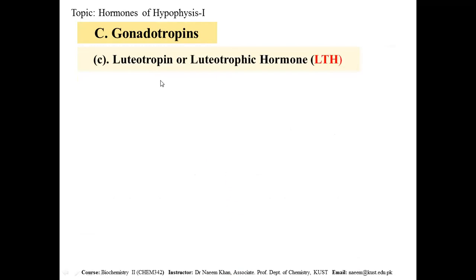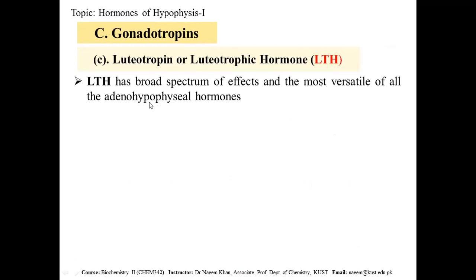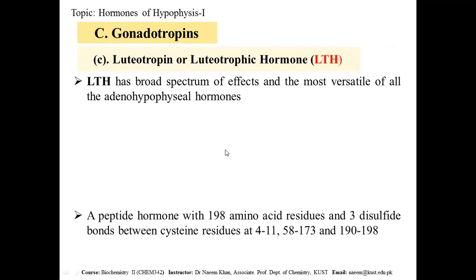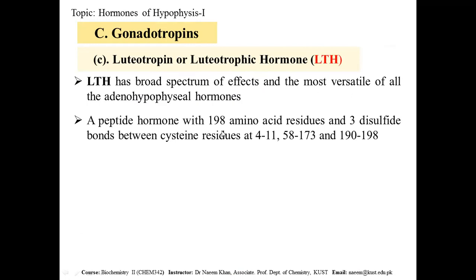Third one is the lactotropin or lactotropic hormone, LTH. This has broad spectrum effects, the most versatile of all adenohypophyseal hormones. That's why it is known as the broad spectrum hormone of the adenohypophysis. It is actually a peptide hormone with 198 amino acids and having 3 disulfide bonds between 4 to 11, 58 to 173, and 190 to 198. Here we can see that this is folded, because if there is a linkage between 58 and 173, it means this molecule is folded upon itself.